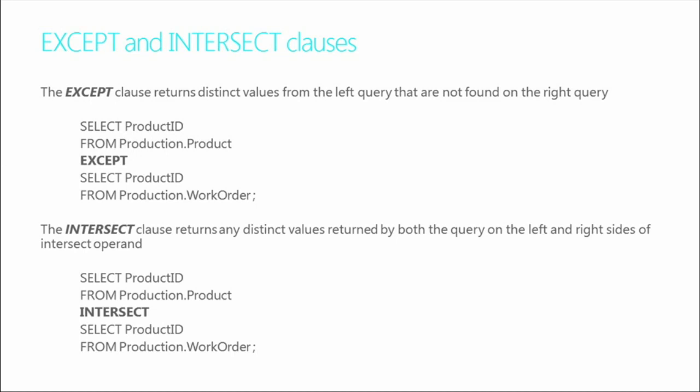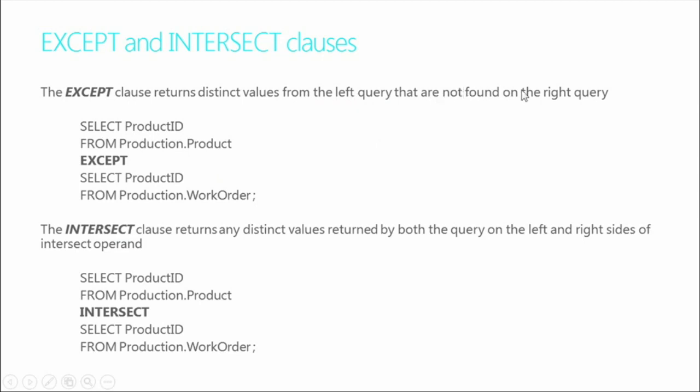The intersect clause down here returns any distinct values returned by both the query on the left and on the right. The left being the first query, by the way, they term it as left and right. It's left of the intersect statement. Let's put it that way. So this is going to say returned. So the first one up top, let me go back there.